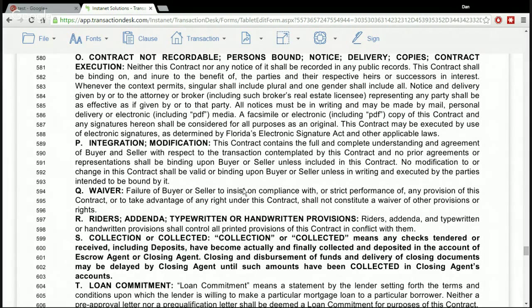Waiver, failure of buyer or seller. So waiver, this clause says that just because we don't enforce a certain aspect of the contract or take advantage of any right under the contract, it does not constitute a waiver of other provisions or rights. So if I let one thing slide on this contract, I can still enforce another. Okay.